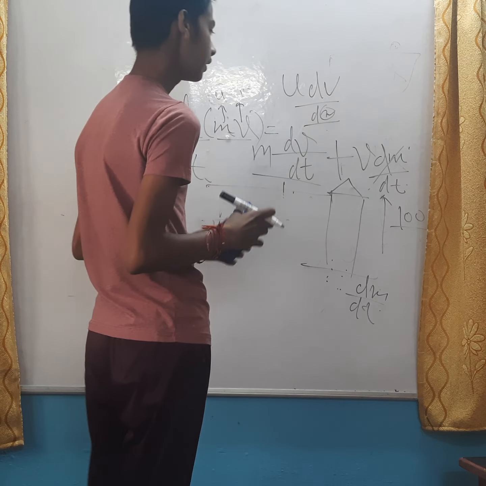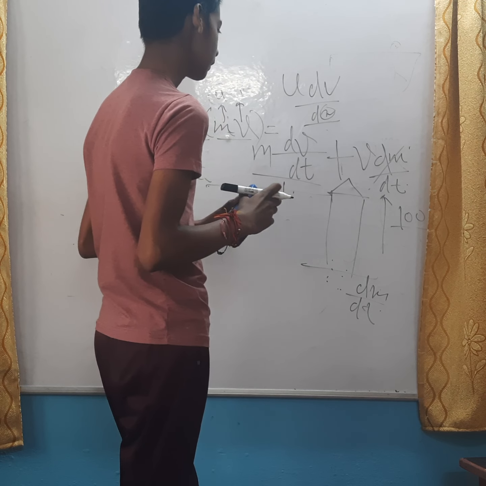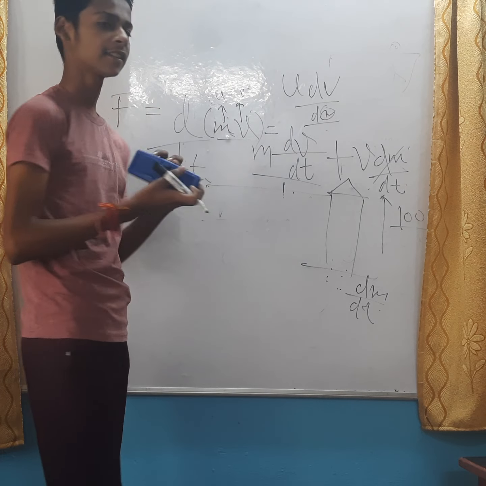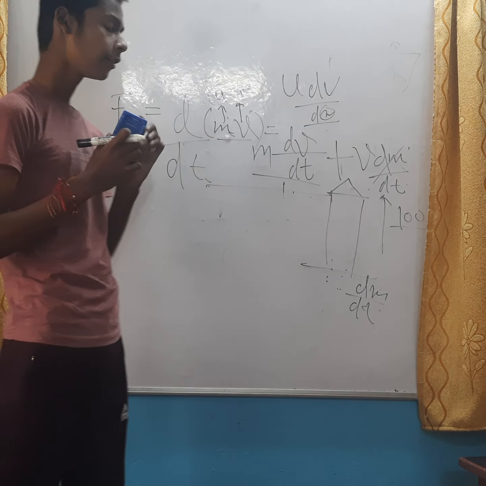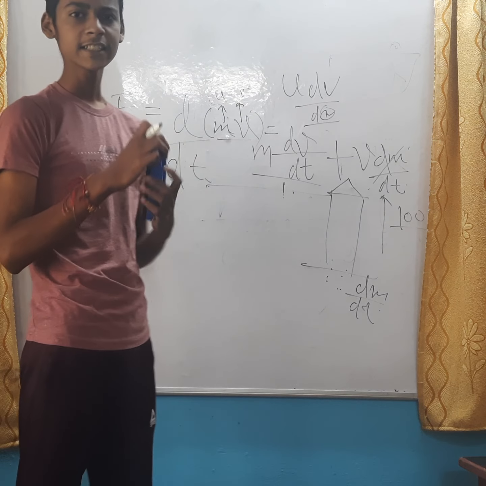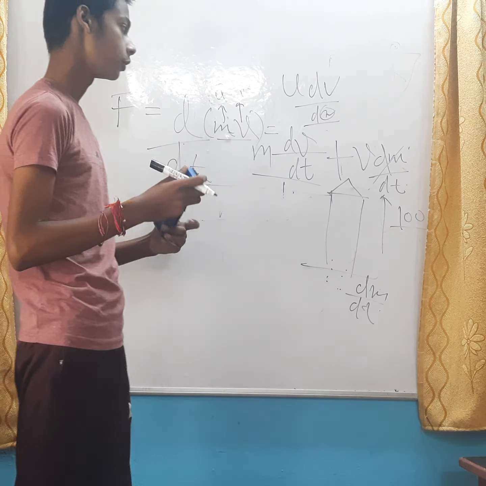If velocity is constant, we can take dv by dt as 0, that's another case. So I hope you understand that the real second law is something else, it is not equal to ma.